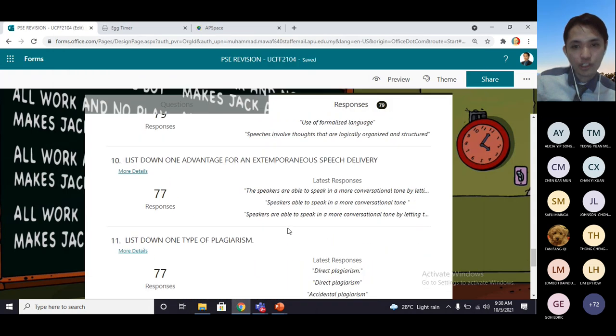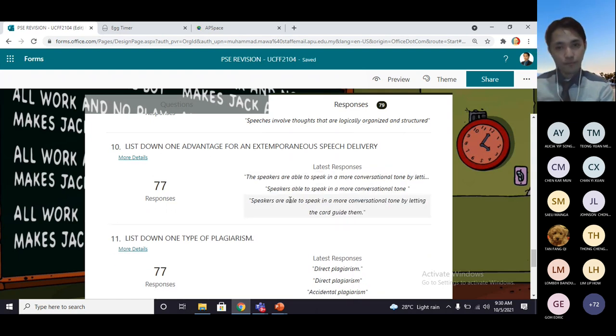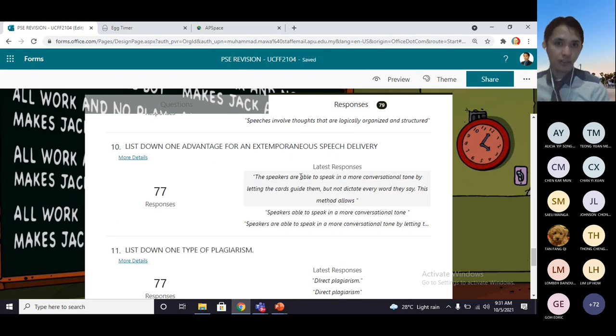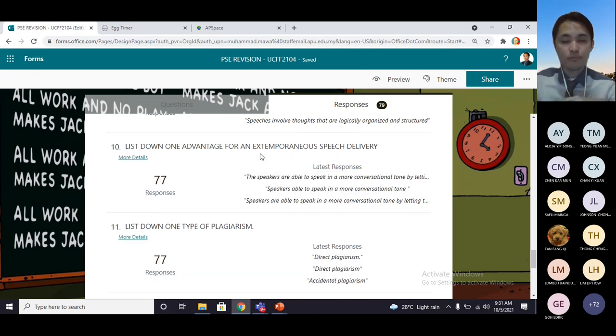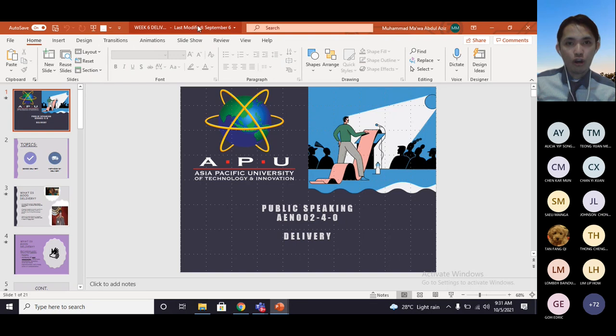Okay, let's look at question number 10. Okay, question number 10 is one advantage for extemporaneous speech delivery. I think most of you got this correctly. Extemporaneous speech is basically something that you prepare your speech, but when you are presenting your speech, you become a bit more flexible. You change a couple of words here and there. And this can be accessed from your week 6 delivery chapter.